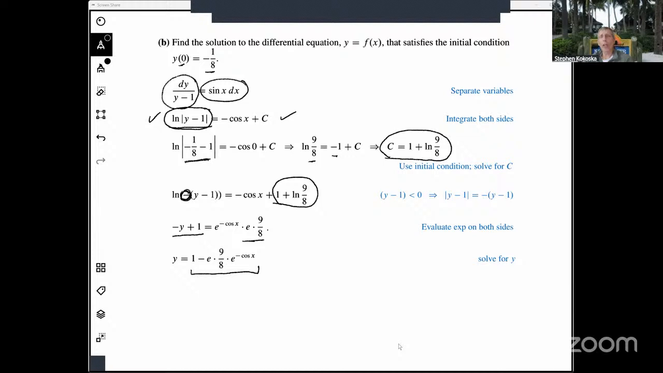There was no question in my part B about what the domain of this function is. That question hasn't been asked in a long time, but you might think about that. And I think I've got a part C here. Oh, here we go.